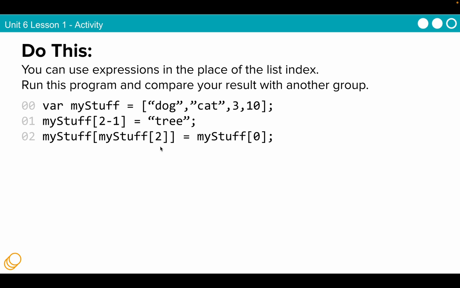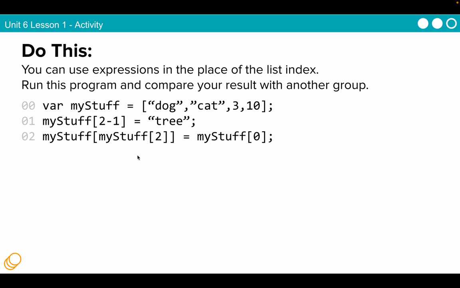Now, this is getting a little tricky. First we need to evaluate my stuff 0. What is my stuff 0? It's going to be dog. Okay, so that's going to be on the right side. Then we need to evaluate my stuff 2. All right, what is at the index of 2? 0, 1, 2, the number 3. So ignore this and put the number 3.